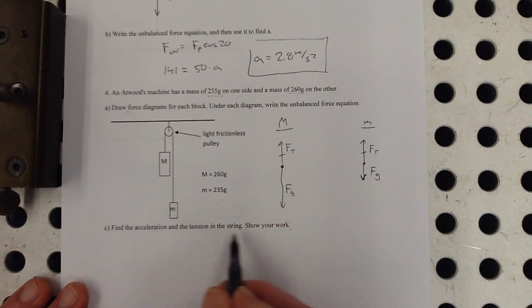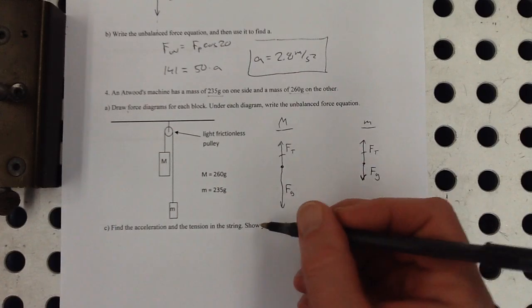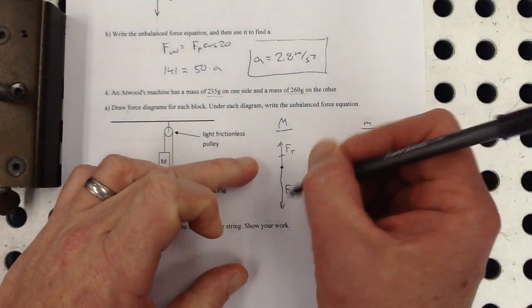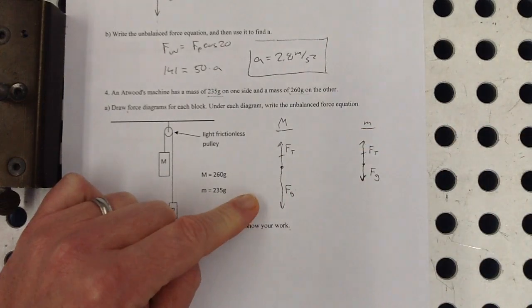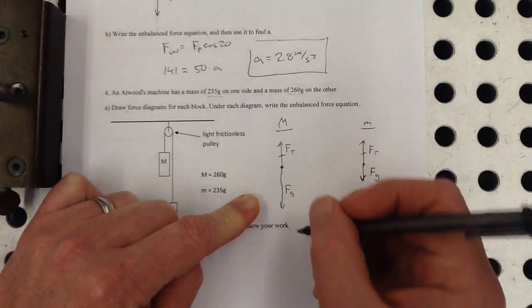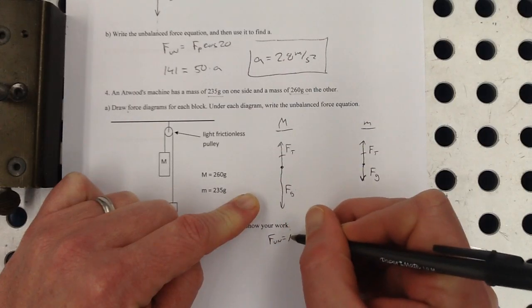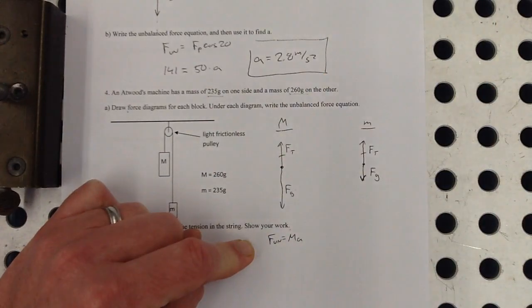Find the acceleration and the tension in the string, show your work. So this is where you have the option of writing the two equations and adding them together or doing the shortcut method. I'm just going to go ahead and do it both ways so that you can see both of those. If you're going to do the two equation method, I think writing the unbalanced force equation underneath each force diagram is probably the best way to go. So here, this one we got unbalanced force is equal to mass times acceleration. I'm using the big M here to be consistent with that.